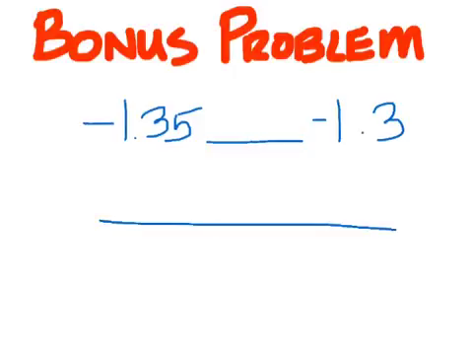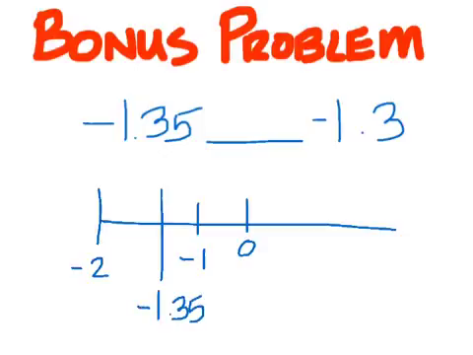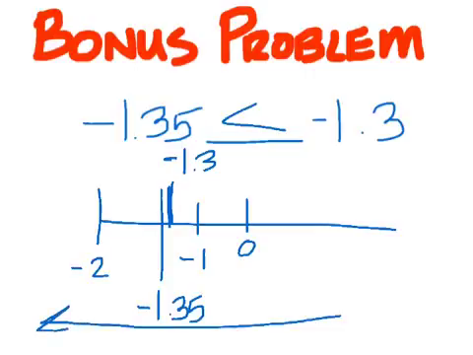For the solution here, look at it on a number line. If this is 0, this is a -1, we'll make this a -2. Let's say this is a -1.35. A -1.3 would end up on this side. Just think of it as negative 1.31, negative 1.32, 33, 34. The higher it gets, the further to the left you go. So if this were negative 1.3, this would be less than. Negative 1.35 is less than because it's further to the left on the number line.